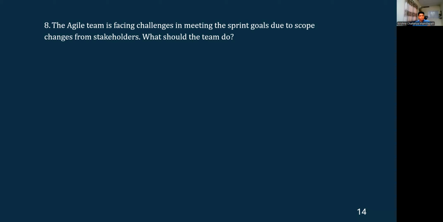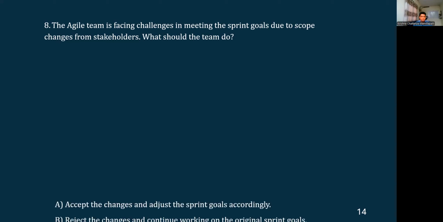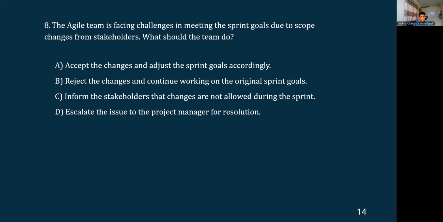And one thing that we can understand from the question is that it is not specified whether the changes are coming from the stakeholders during the sprint, or before the sprint, or during the sprint review. So that is not specifically mentioned. So we'll have to look at the options to see which is the appropriate approach here. Okay, the first option here is accept the changes and adjust the sprint goals accordingly.